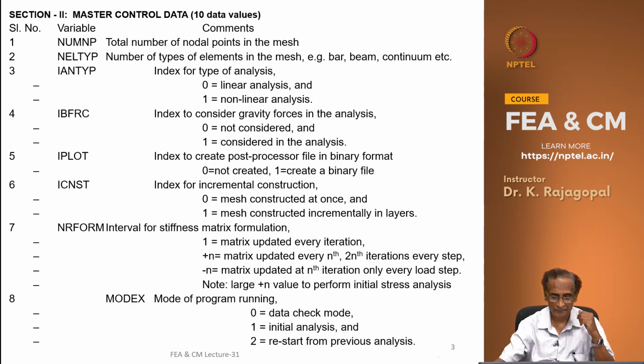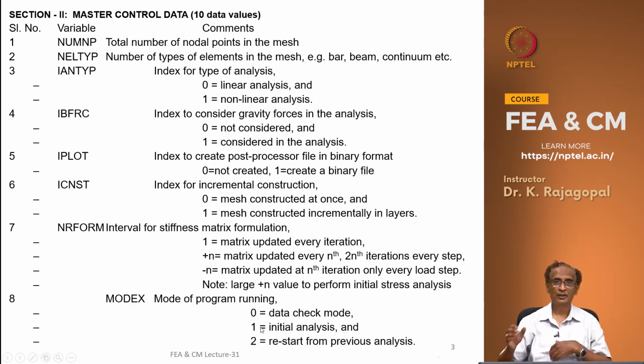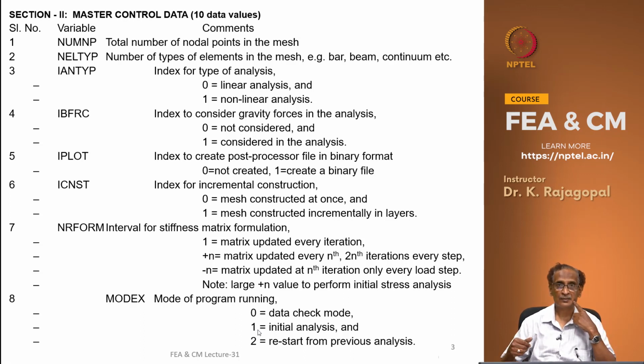So in that case, what we do is we apply the k naught with mode x of 1 and then restart the analysis with a mode x of 2 later. Okay, that's one way of overcoming this problem of incompatible Poisson's ratio. That also I will demonstrate.